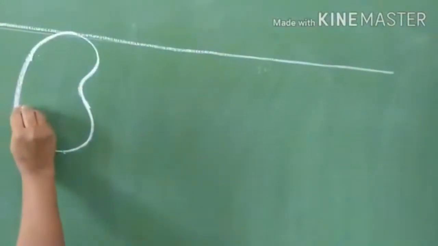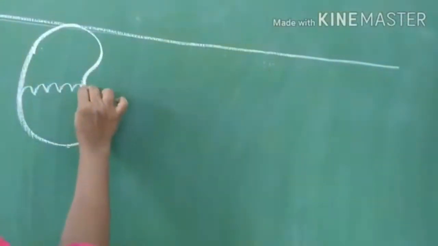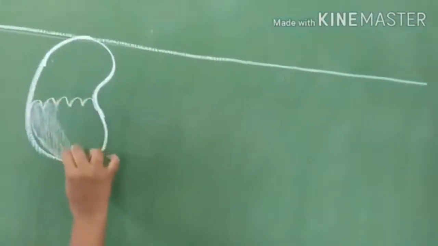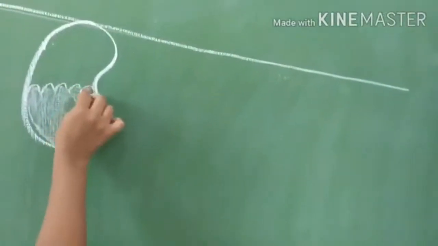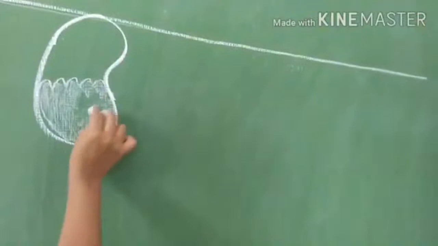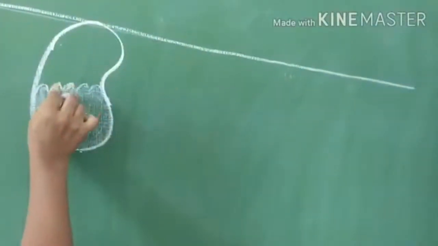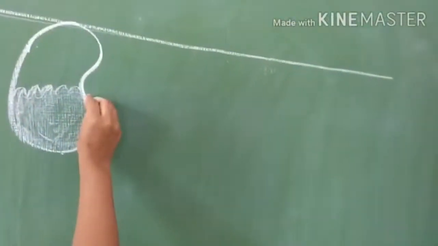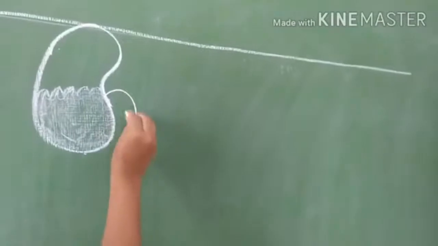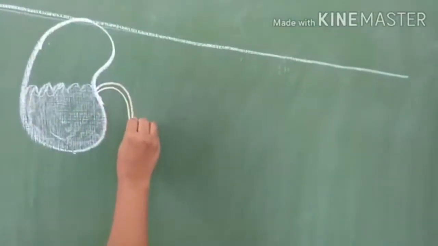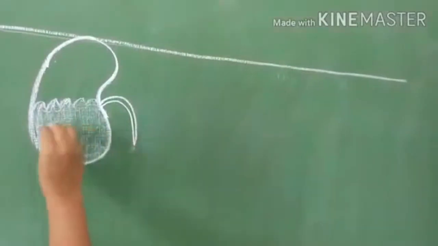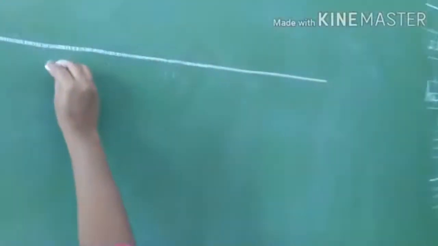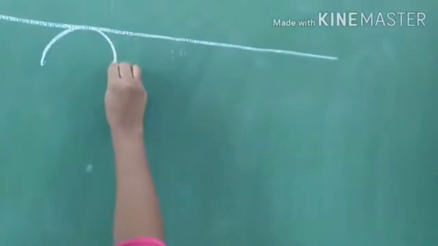Next, inside the seed, you should draw a wavy line like this and give shading for the second half of the seed. This you have to do in the second seed. Next, you have to draw an embryo of the seed downwards. Okay? And next, you have to draw again one seed.